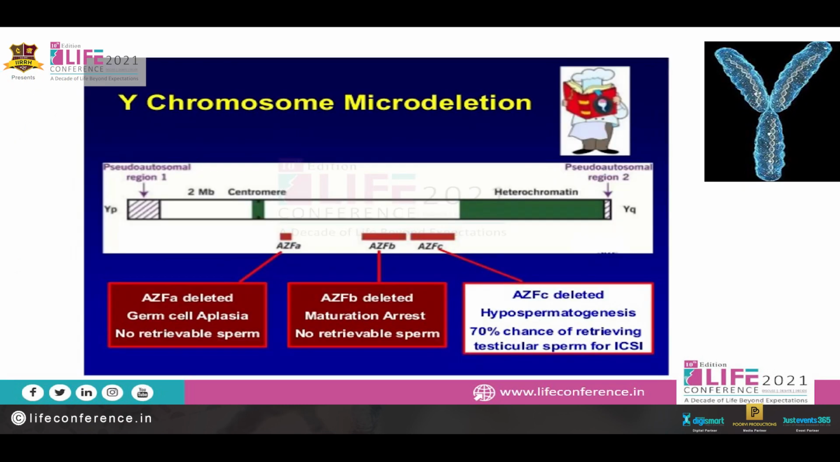So, we will have to look at where this microdeletion occurs. If you look at the microdeletions on this slide, if it is AZFA deleted, or if there is a B deleted or a C deleted, you will see that in the A and the B you will not have any retrievable sperms, but in the C fragment you will have approximately a 70% chance of retrieving testicular sperms for ICSI. So, we need to understand where exactly the deletion is. That will help us to take it further in terms of fertility management.